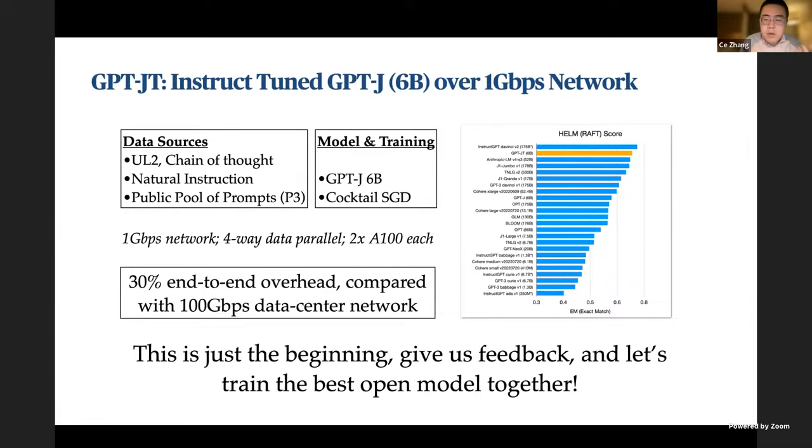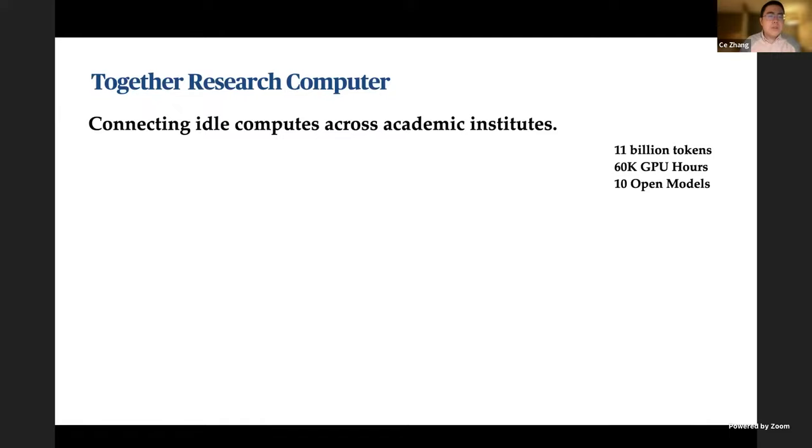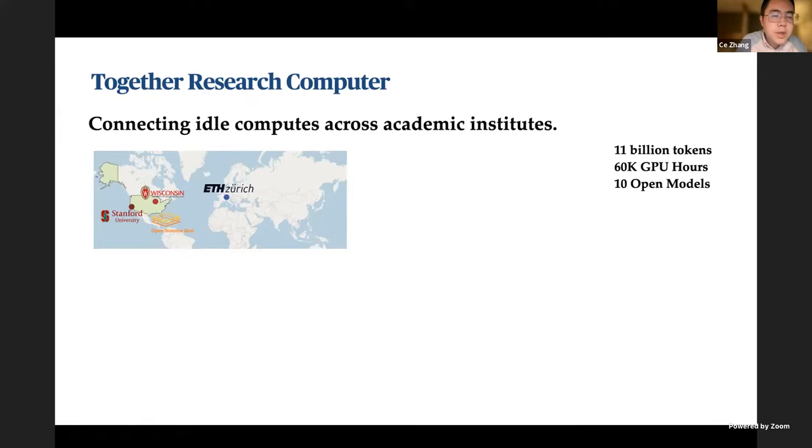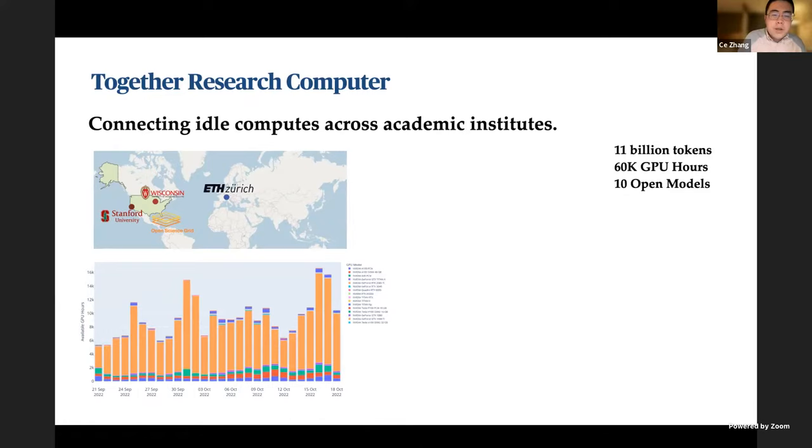So another thing that we have been building is something we call Research Computer, which tries to connect idle compute across academic institutions, right? So right now we have four different partners here. We essentially try to harvest computation when no one is using it. So as you can see, even before the ICLR deadline, which is somewhere in the graph, you actually have quite some compute in those institutions that is not being used.